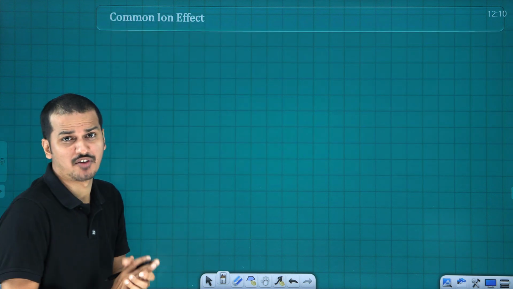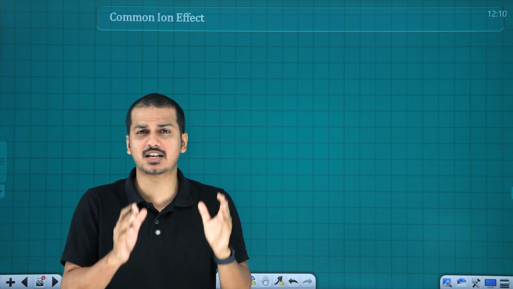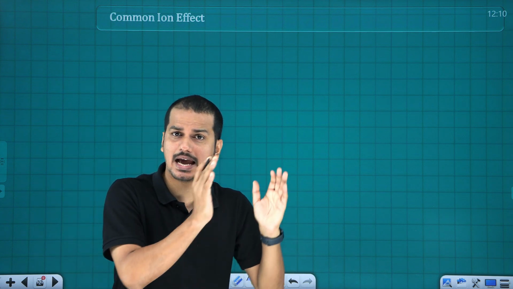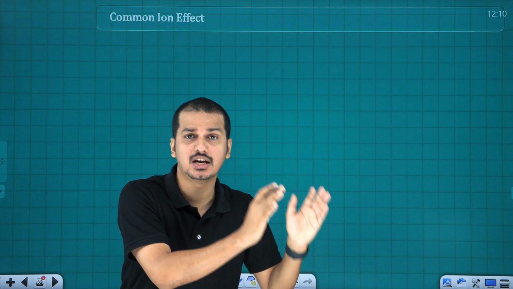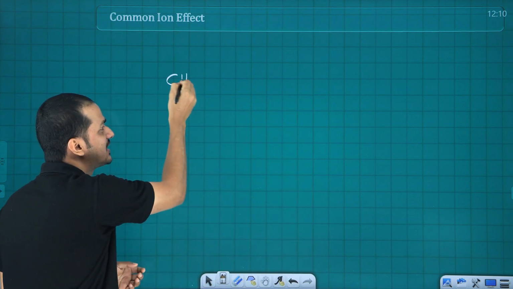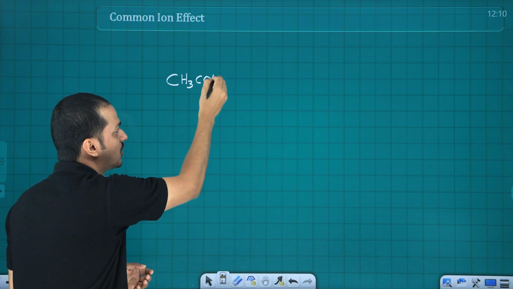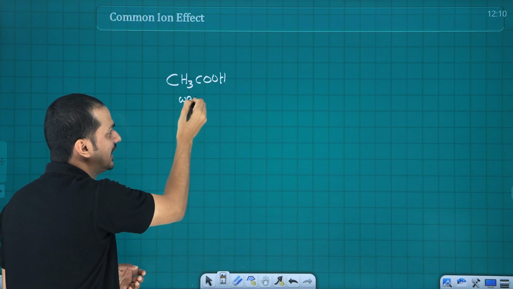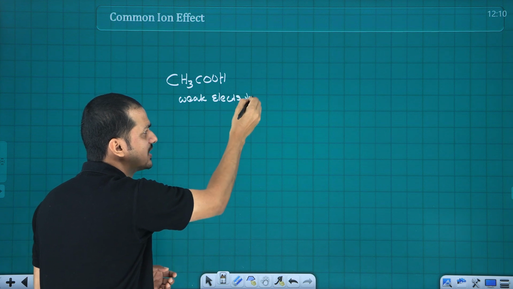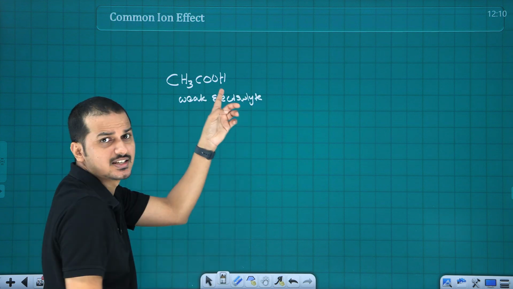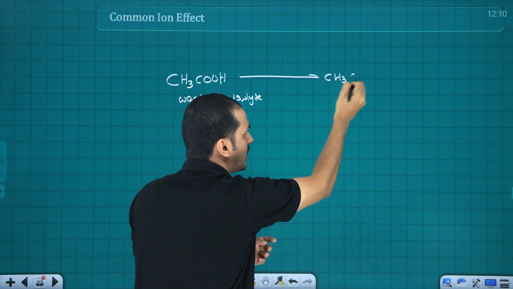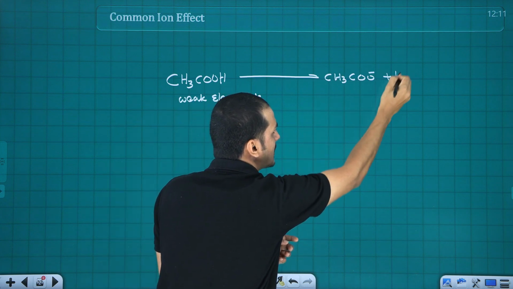Next is the common ion effect. What is the common ion effect? It is the suppression of dissociation of a weak electrolyte by adding a strong electrolyte, both containing a common ion. See, CH3COOH is a weak electrolyte. How will it dissociate, dears? CH3COOH will dissociate as CH3COO minus and H plus ion.